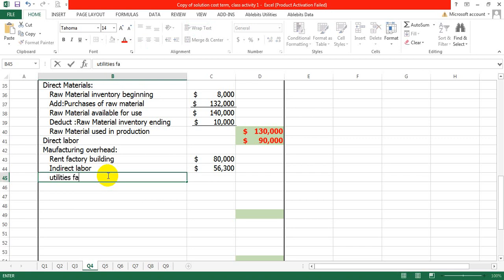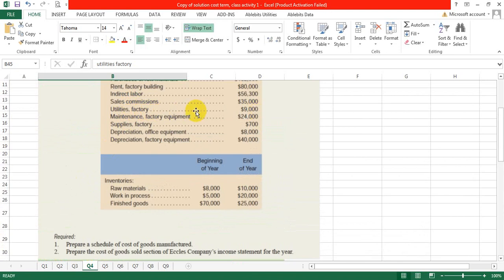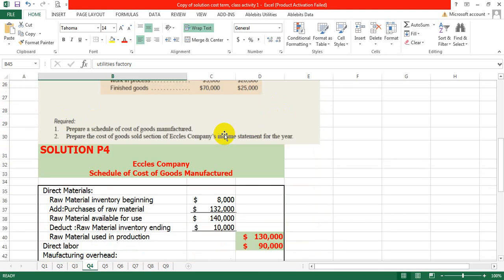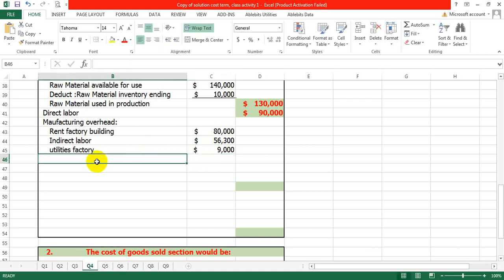Utilities factory. See, I am taking all factory-related items, right? Where is utility factory? This is the utility factory, 9,000. Sales commission is part of selling cost, and selling cost is a period cost, and period cost is a part of the income statement, not the cost of goods manufactured statement. So we will exclude this sales commission from here, and we'll pick utility factory, that is 9,000, right? Okay, next one is maintenance factory equipment.